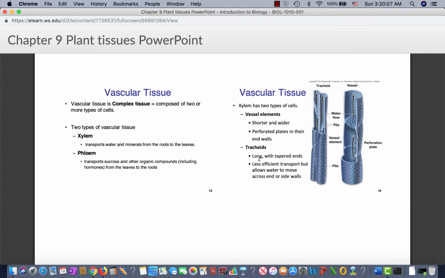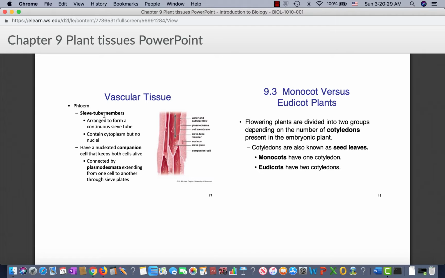And then your tracheids, they're long with tapered ends. They're less efficient at transport, but allow water to move across the ends or sidewalls. So basically, this one gets you up to the level that you need to go, and then this one kind of diffuses out everything at that level. The phloem, you've got your sieve tube members, which are arranged to form a continuous tube, basically.